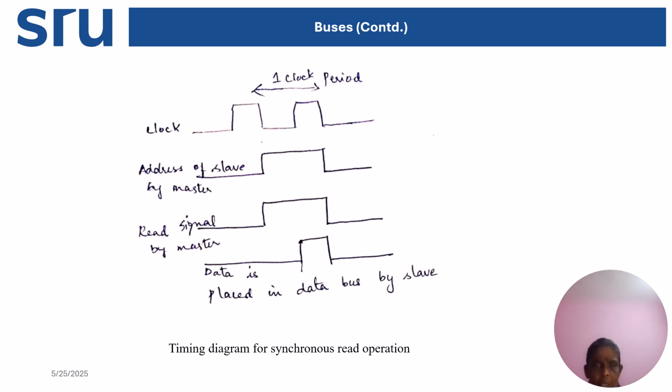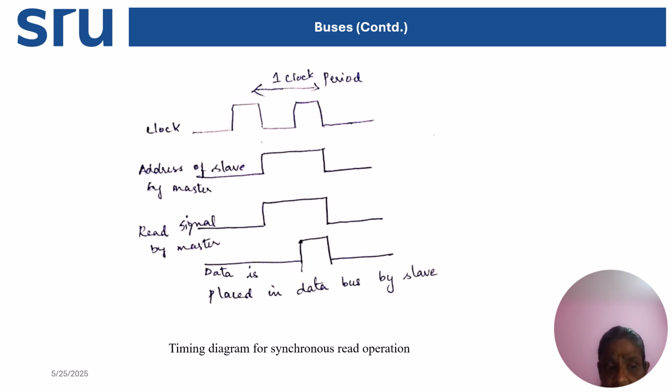The timing diagram is shown here, showing how the synchronous operation works. For example, a read operation. So it is one clock period. One clock period means it is a square wave, but half is the off period and half is the on period. One half on period plus one half off period is equal to one clock period. So here it is a falling edge and here it is also a falling edge. In both falling edges, the address of the slave is sent by the master, because that slave's data is to be read by the master.